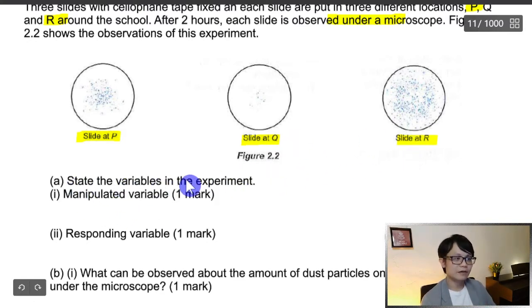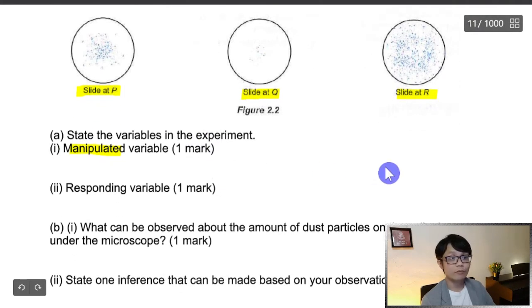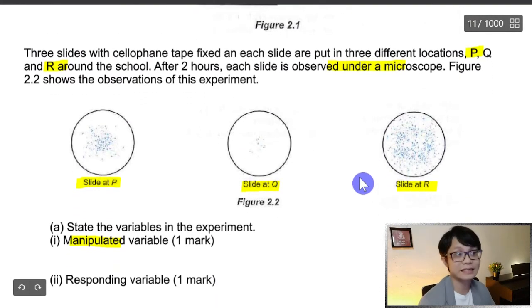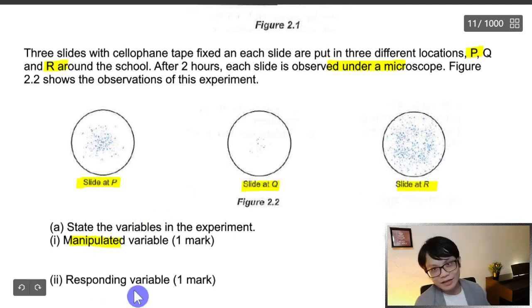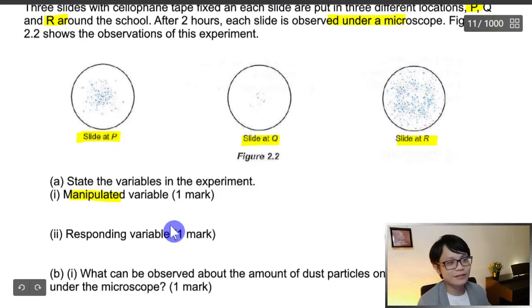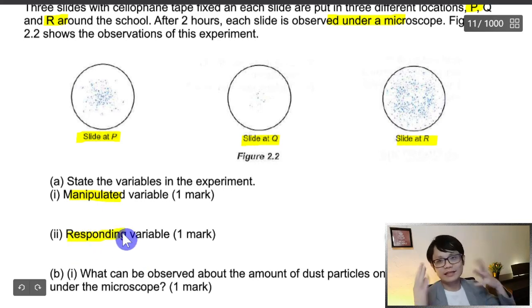State the variable. Okay, manipulated variable. Can you do this one or not? Manipulated variable is the thing that you want to change in the experiment. So the answer is in the question. Some people say, manipulated variable, I don't know. It's usually in the question. Manipulated and responding variable, usually the answer is in the question.